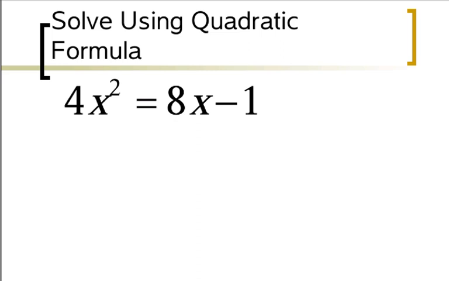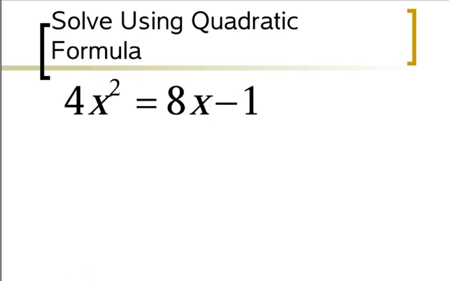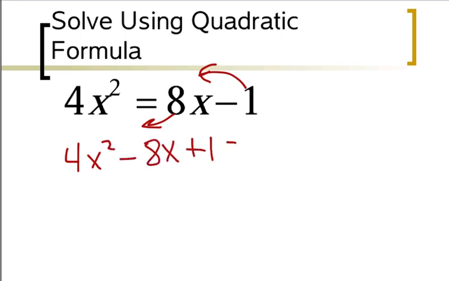Now in this problem, it's a little bit different from the first problem because it's not equal to 0. And you have to have it equal to 0 before you can use the quadratic formula. So we need to move the 8x and move the 1. We do that by subtracting, and we'll get 4x squared minus 8x plus 1 equals 0. Now that it's equal to 0, I can plug straight into the quadratic formula.